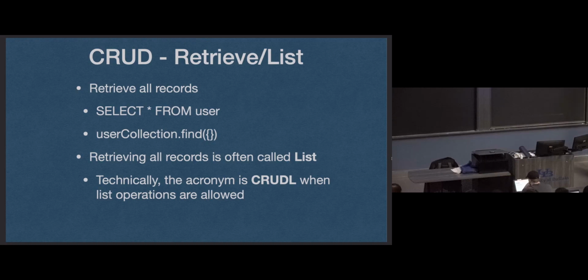Retrieve. In retrieve, when I said we'll see 5 things instead of the 4, this one is kind of hiding an extra one. Retrieve has 2 separate ways to retrieve: either retrieve a single record or retrieve all of them. So retrieving all records of a specific type, our select star or our find with an empty query, is going to give us all the records. And this is usually called list. So the acronym is actually CRUDL, but I think that sounds dumb. So I just call it CRUD, even if I have a list operation as well.